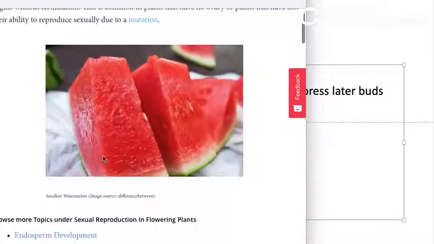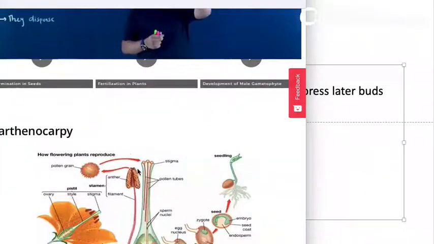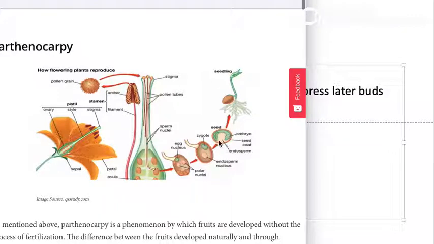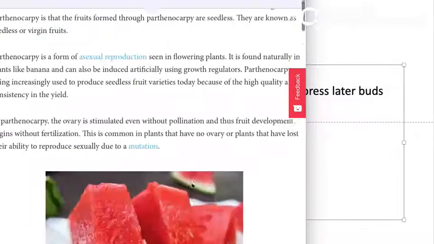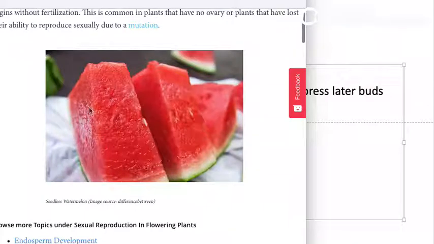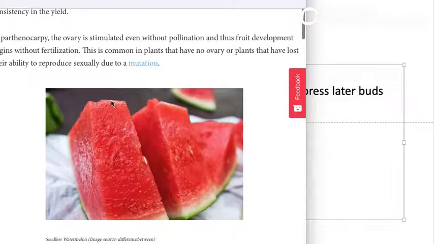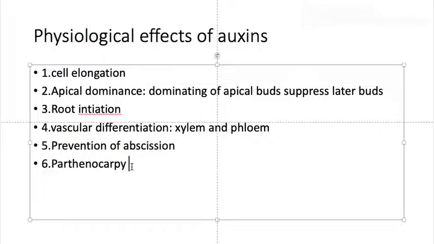So here is an example of a seedless watermelon. Because there is no fertilization involved, obviously the seeds cannot form. The seed is formed when there is fertilization, but since fertilization is not taking place, there are no seeds formed. That is how you get seedless fruits. So with the help of auxins, you can have parthenocarpic fruits, fruits that are formed without the process of fertilization.